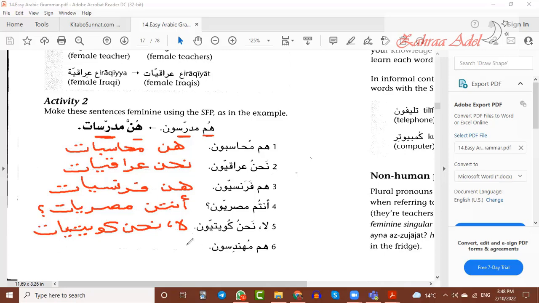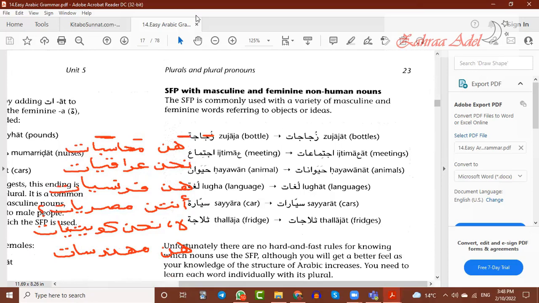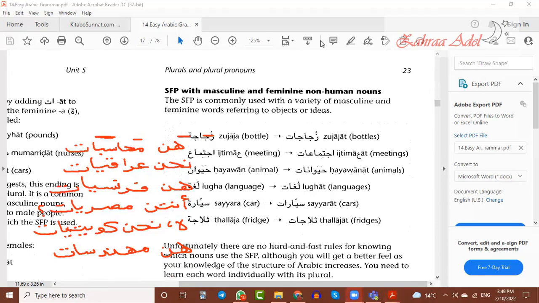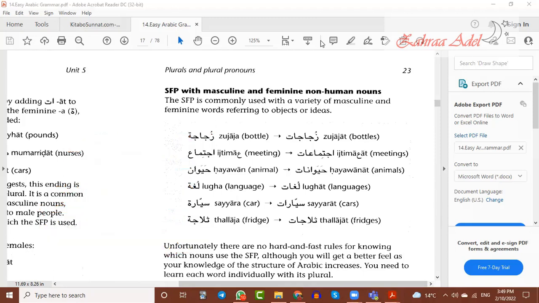هم مهندسون, they are engineers. هن مهندسات, they are female engineers. That's it. That's very important here. We deal with non-human plural as feminine singular. What does it mean? It means that if I have زجاجة, زجاجات, sometimes also we make some words like اجتماع, اجتماعات, حيوان, حيوانات. This part is very important.